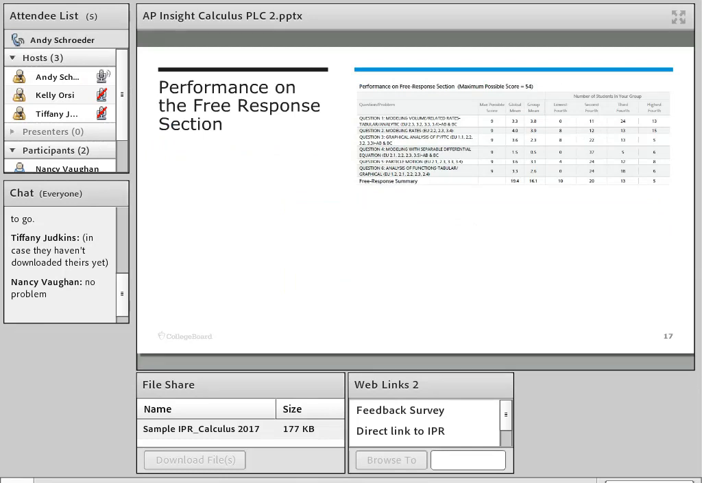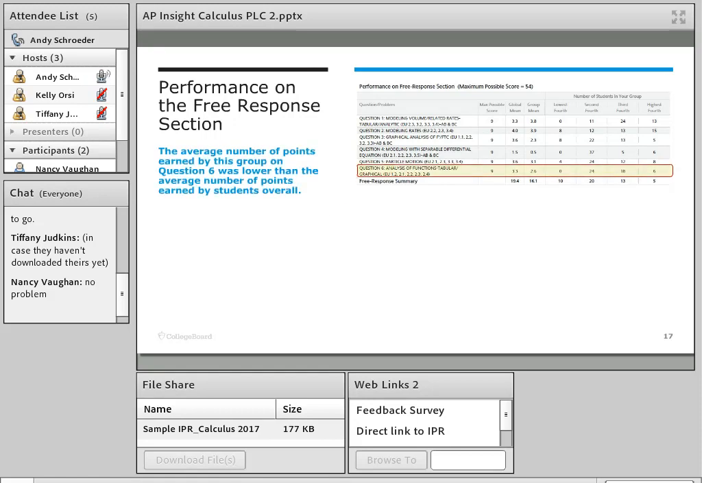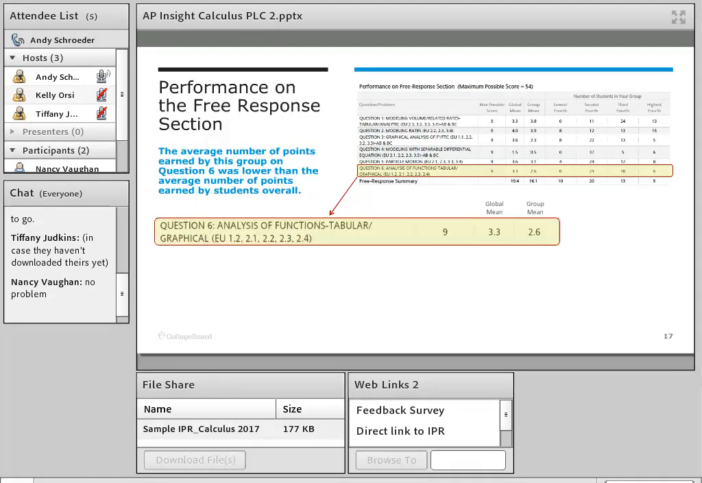So you go to the second page. Yes, this is, I'm sorry, this is the third page. Third page will have your FRQ results. And I scanned through mine. There was nothing spectacular about any of my parts. One particular part was very weak. The average number of points earned in this group, question number 6, was much lower than the average number of points earned by students overall.